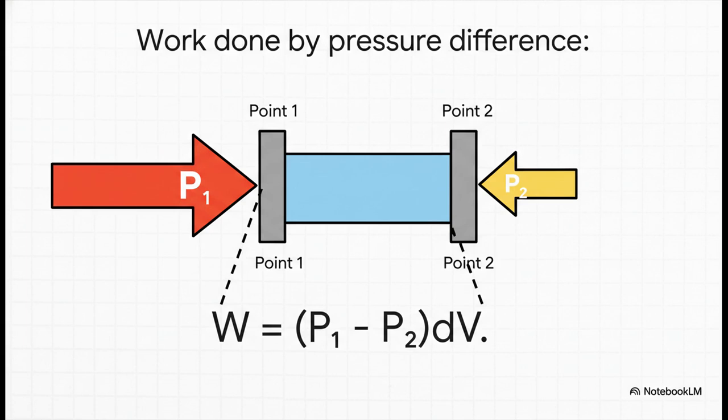So, where does the work come from? Well, it comes from the fluid pushing on itself, from differences in pressure. The net work done on a little volume of fluid as it moves is just the difference in pressure between where it started and where it ended, all multiplied by that little bit of volume.